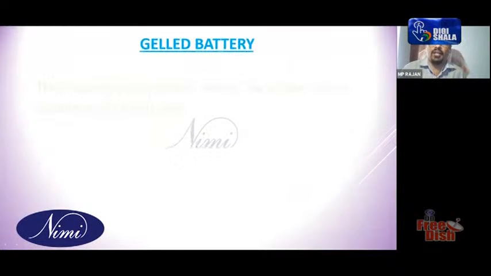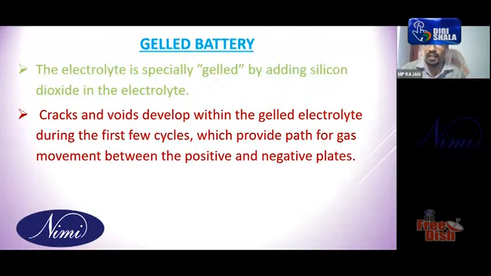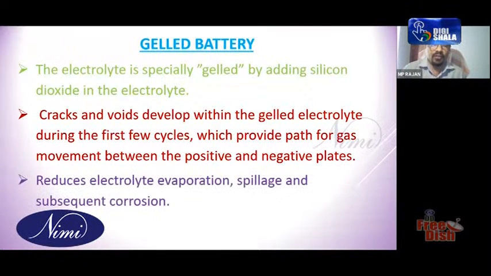And again, the VRLA battery you can divide into the gelled battery. The gel electrolyte is not in water form. It is a specially gelled form made by adding silicon dioxide to the electrolyte. The H2SO4 electrolyte is mixed with silicon dioxide to make a gel or paste form, so it will not lead to spillage. During initial cycles there may be some cracks and voids formed inside, through which any gas can move out, which avoids exposure of the battery. So we can avoid spillage, we can also avoid corrosion, and it is capable of overcharging.